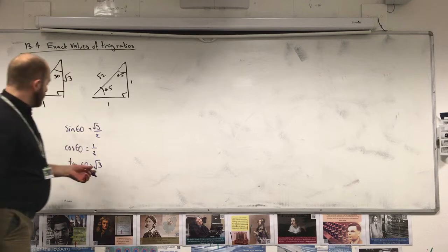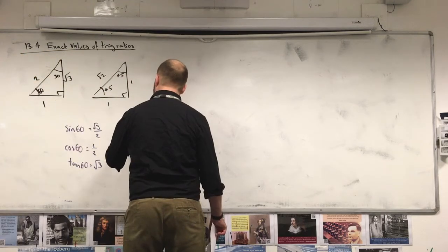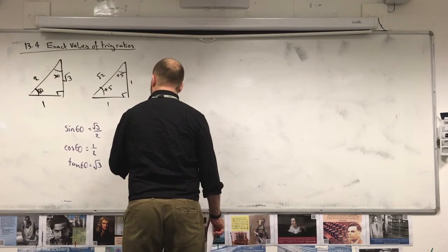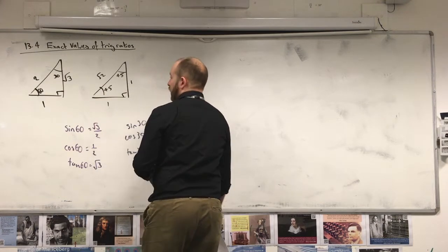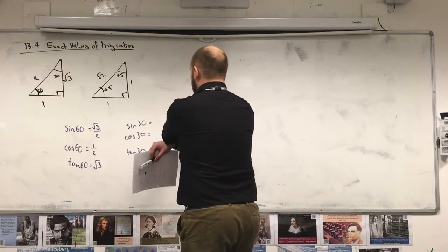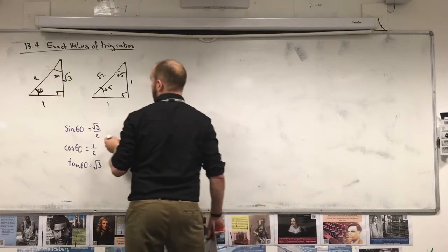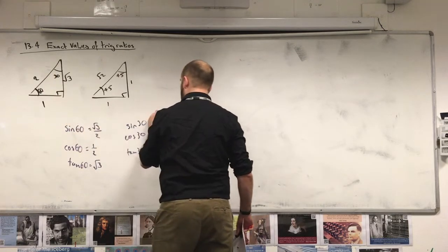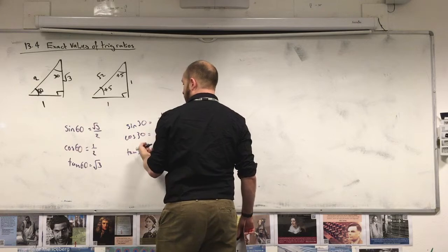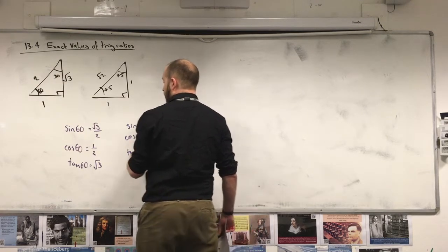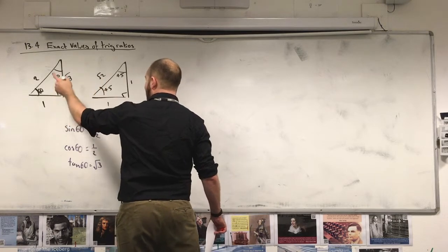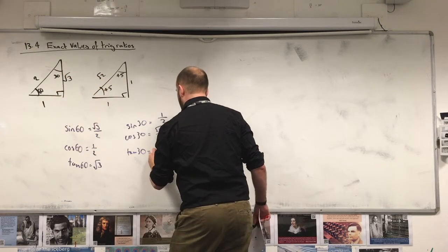Do the same for 30 for this one. So we can say sine of 30, cos 30, tan 30. So sine of 30 degrees is going to be opposite over the hypotenuse, so a half. Cos 30, adjacent over the hypotenuse, so that's going to be root 3 over 2. And tan 30 is going to be opposite over the adjacent, so 1 over root 3.